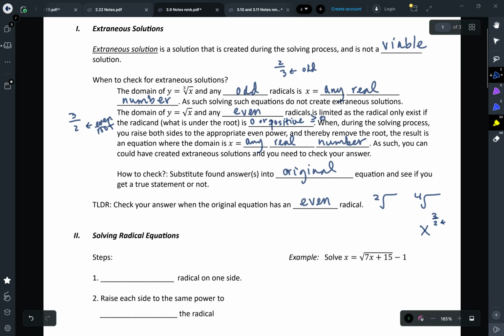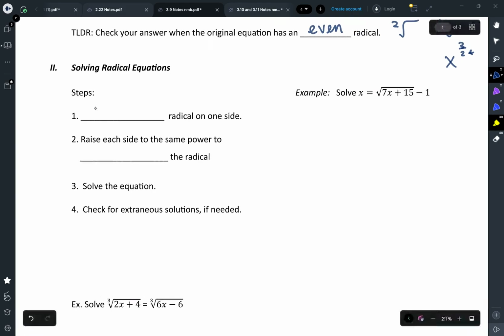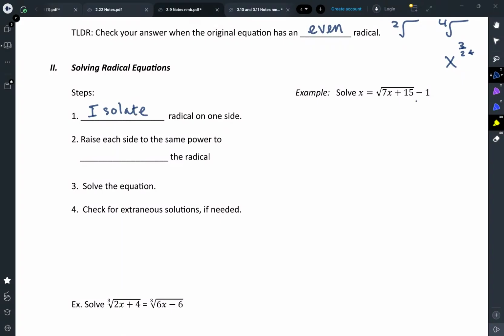So steps for solving radical equations. This is kind of the same steps we've been doing. We are still isolating our radical. So on this particular problem, I would want to add 1 on both sides so that my square root is by itself. So now I have x plus 1 equals square root of 7x plus 15.